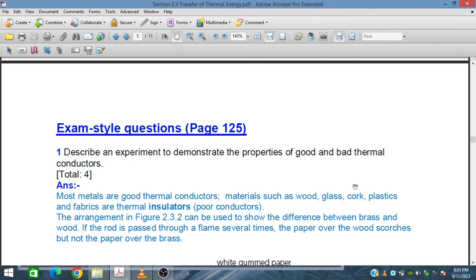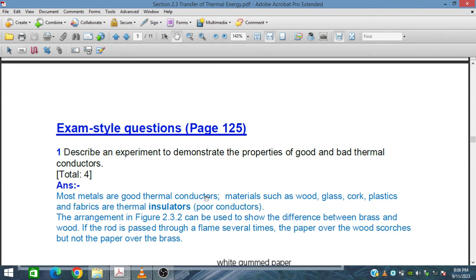Question from page 125 from the book of Tom Duncan for O-level physics. Here is question number 1. Describe an experiment to demonstrate the properties of good and bad thermal conductors.